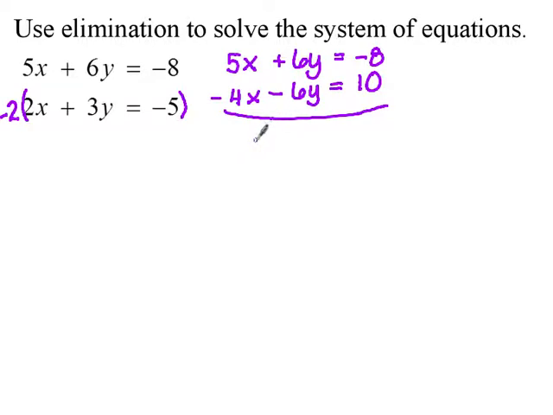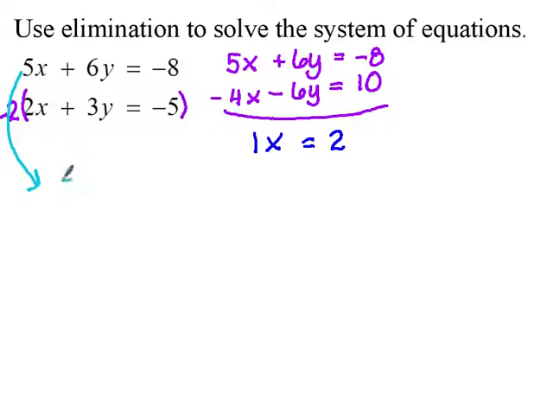So let's add the equations together. What is 5x and negative 4x? 1x. What is 6y, negative 6y? 0. What is negative 8 and positive 10? 2. So I get x to equal 2. Now I'm going to pick one of the equations. It doesn't matter which one. And I'm going to plug in 2 for x. I'm actually going to use this top equation right here.